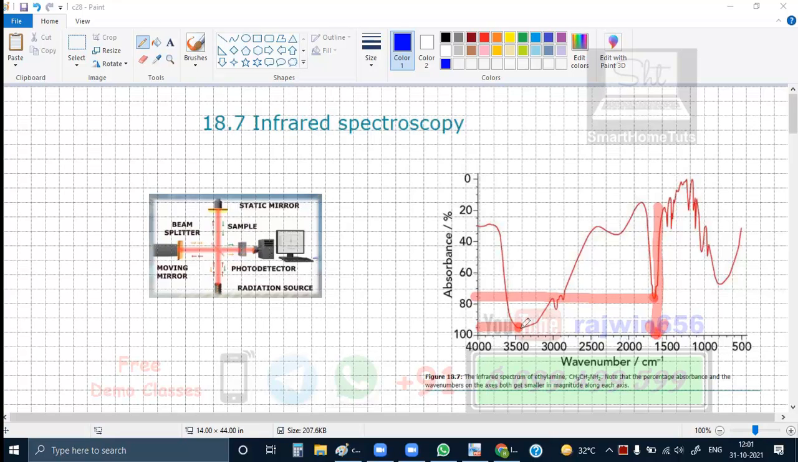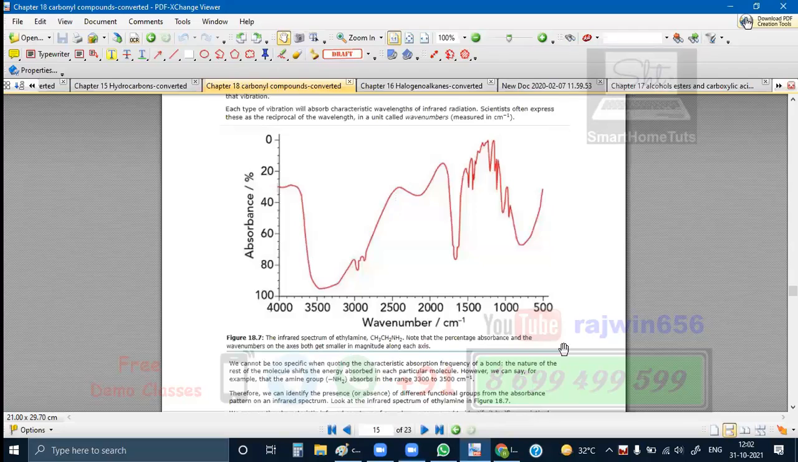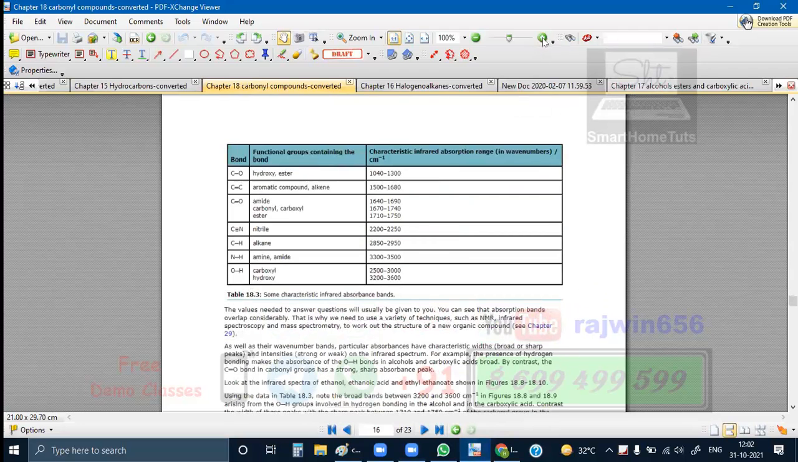Here the wave number will be somewhere around 3500 to say 3300 or 3200. In the same way, the second line that I have marked is somewhere between 2000 and 1500. It is going to depend completely on what functional groups are present in that particular sample of an organic compound. Now, all functional groups are going to absorb a particular range of wavelengths. Obviously you don't have to remember these values.